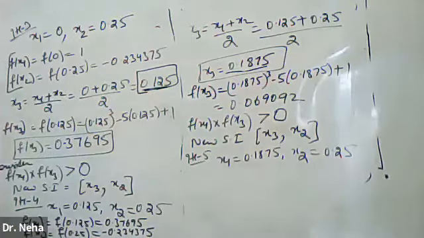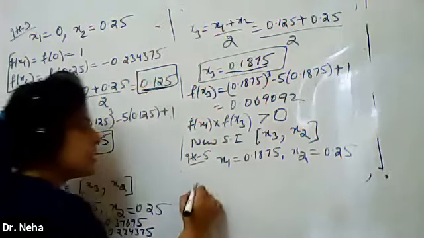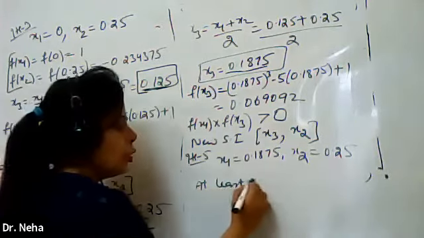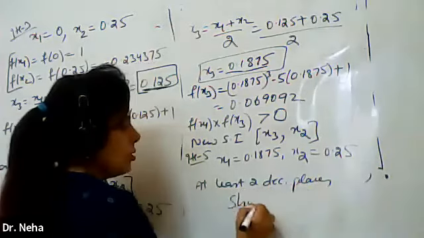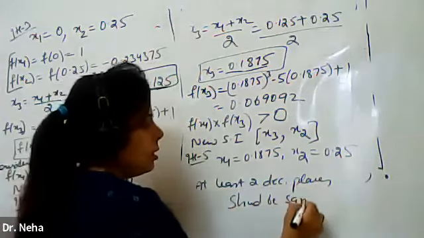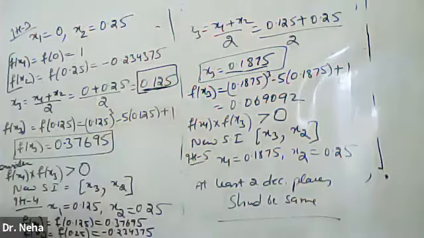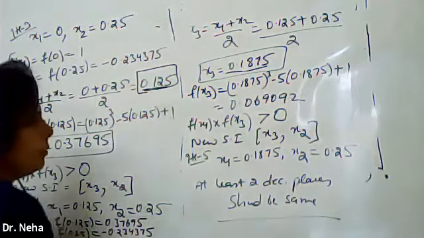Please note it down by making a chart. At least 2 decimal places should be same. Decimal places means digits which are after decimal. Please note it down. Clear?